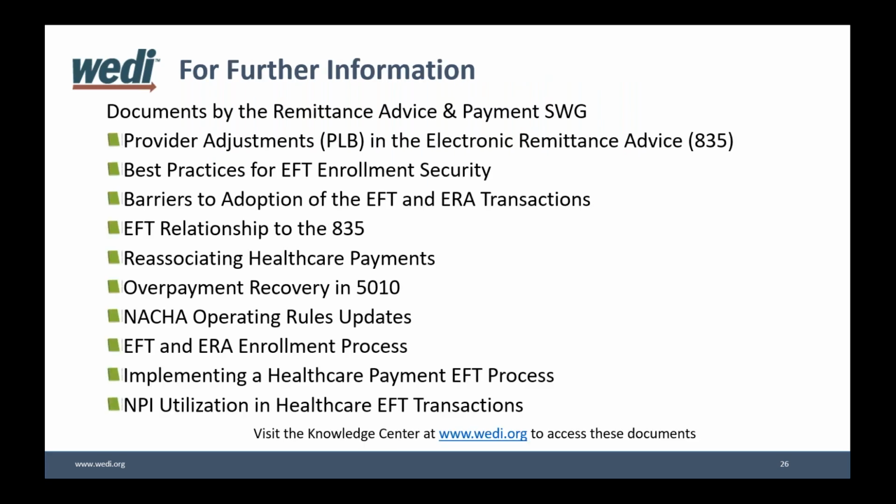So here's some of the documents that we have available out at wedi.org, and it gives you an idea of the kind of work that we do within the sub-work group. As I mentioned, the PLB paper, we've looked at best practices for EFT enrollment security. We've looked at barriers to adoption for the transactions, relationship of the EFT to the 835, ongoing. You can see all of the different kinds of papers. There's a lot of information that's available at wedi.org to give you information about these transactions.